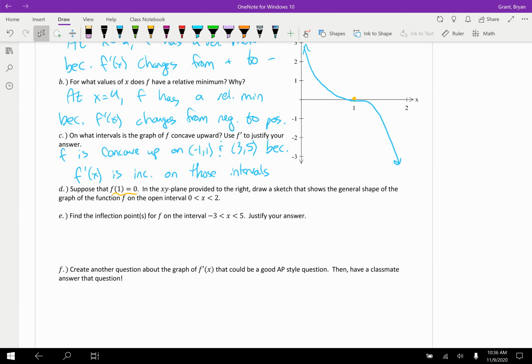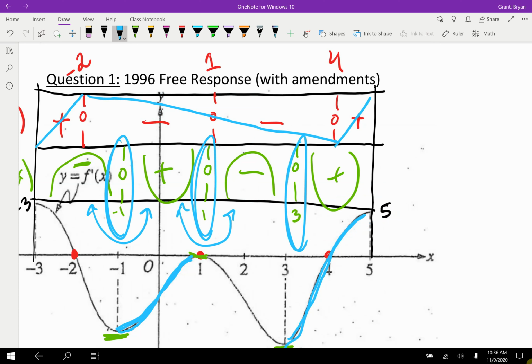So on either side of this first possible inflection point, does f double prime change sign? And yes, it does: negative to positive to negative, and here's negative to positive. It looks like f double prime does change sign. So there are 3 inflection points: -1, 1, and 3.